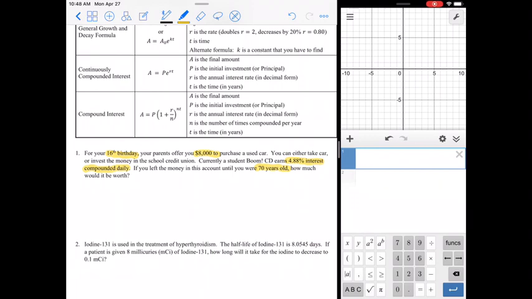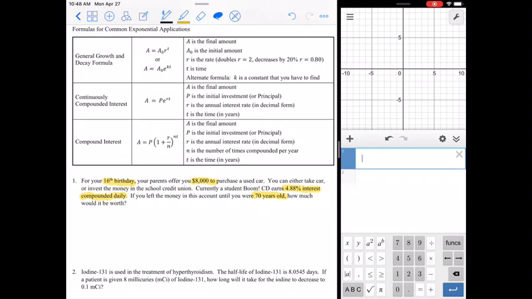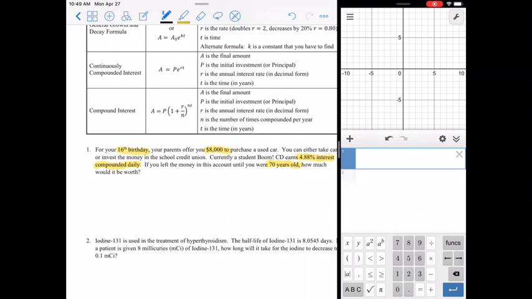And so when we look at which formula we are going to use, we're going to look at our 3 rows. Okay, so it's not about general growth or decay. So then we're looking at our 2 interest rows. And so this problem doesn't say it's continuously compounded. So we will be using the last one, A equals P times 1 plus R over N raised to the NT.